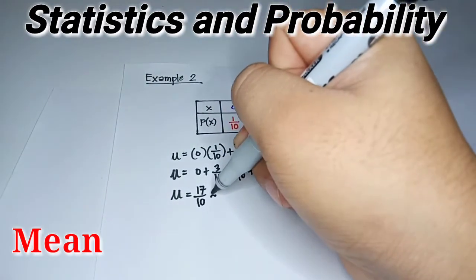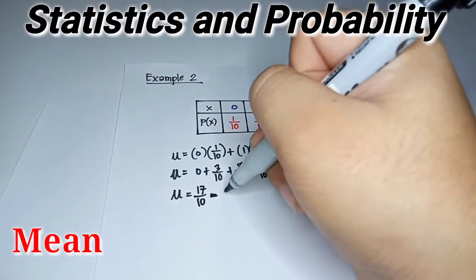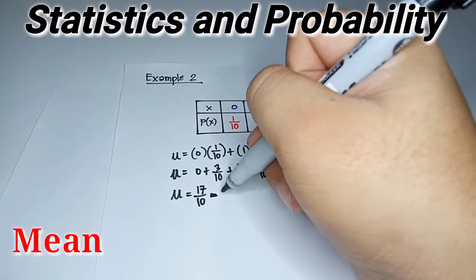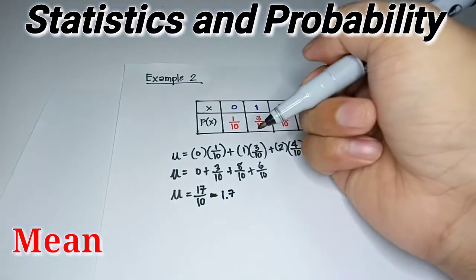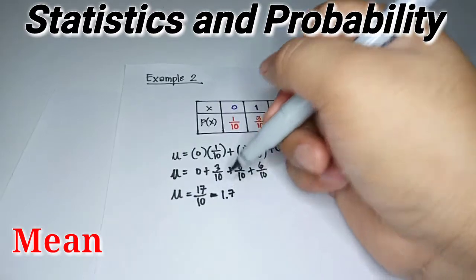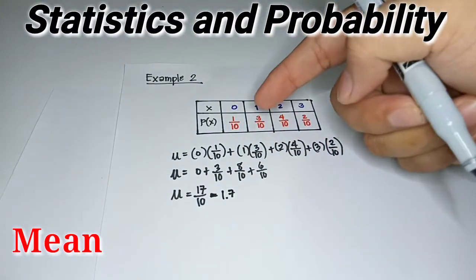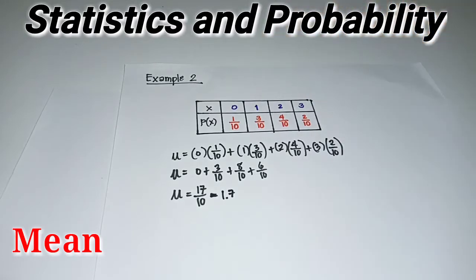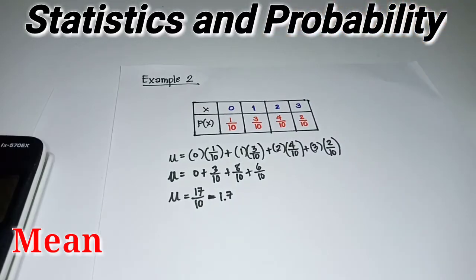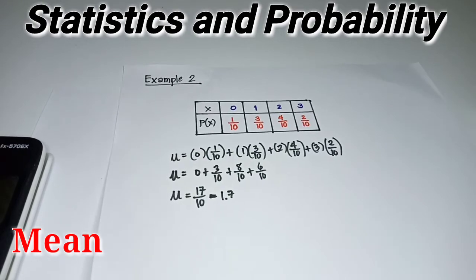This is in decimal equivalent to 1.7. So 17 over 10 is 1.7. So 1.7 is the mean of this probability distribution. Alright? Let's have another example, our last example.